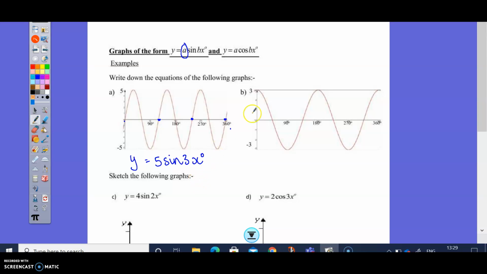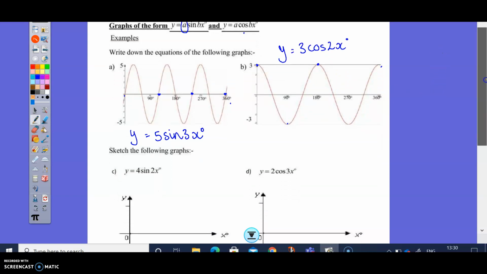Looking at the next one, starting up here at 3, goes down to -3 because it's starting at the top. It's a cos graph. It goes up to 3, down to -3, which means it must be 3 cos. And then we see how many we've got in 360. Starts up here in 3. When I get back to 3, that's me starting again. So there's 1, 2. So I get 3 cos 2x.